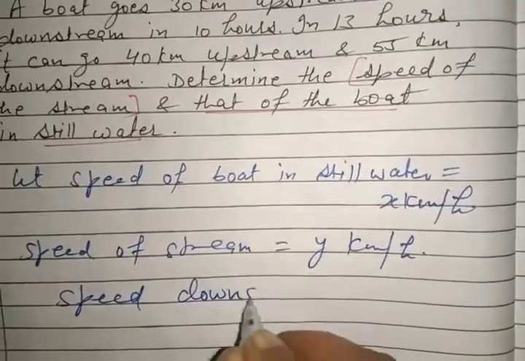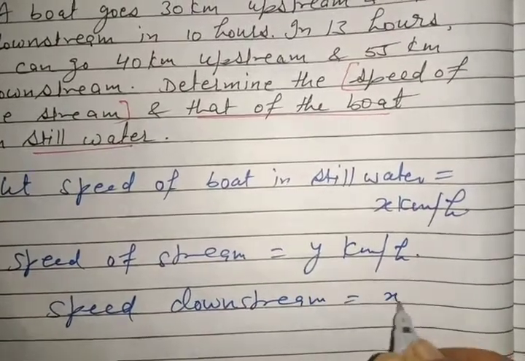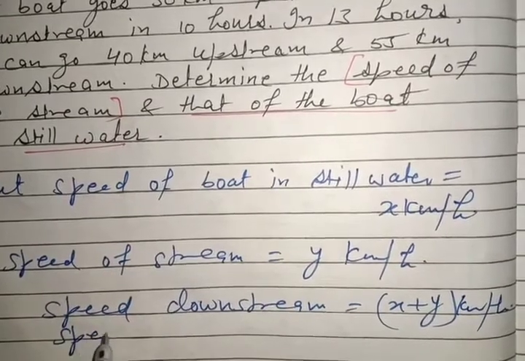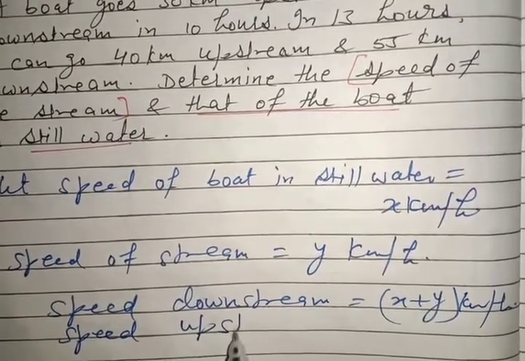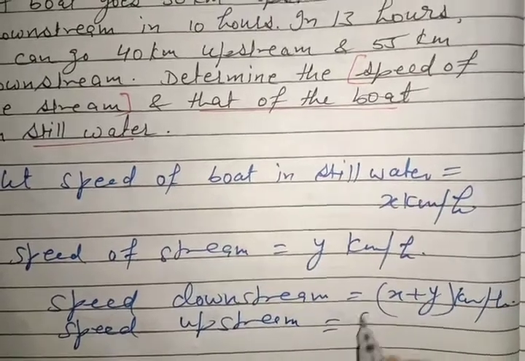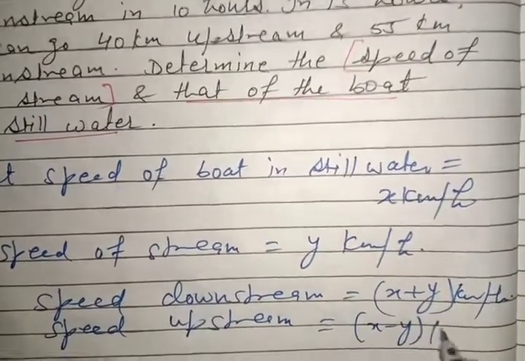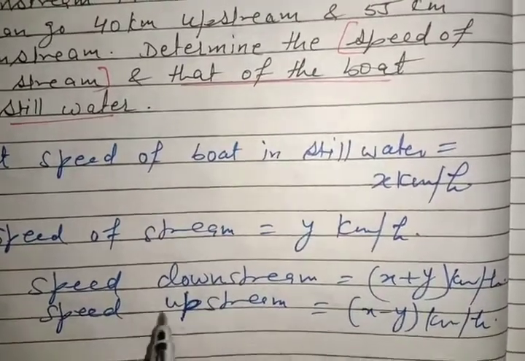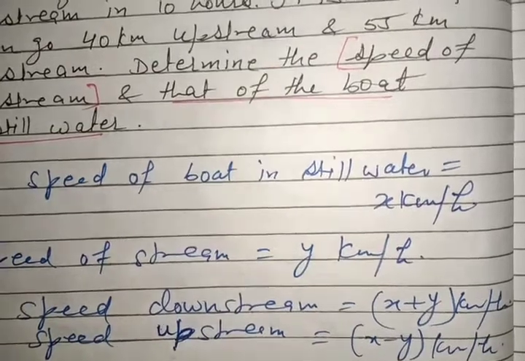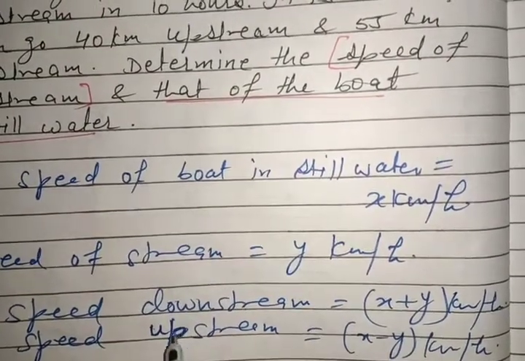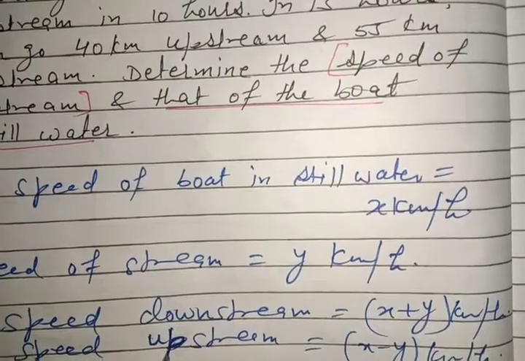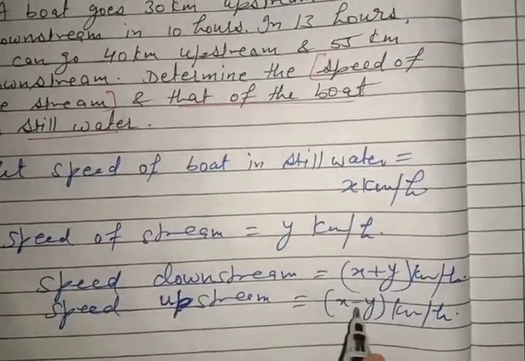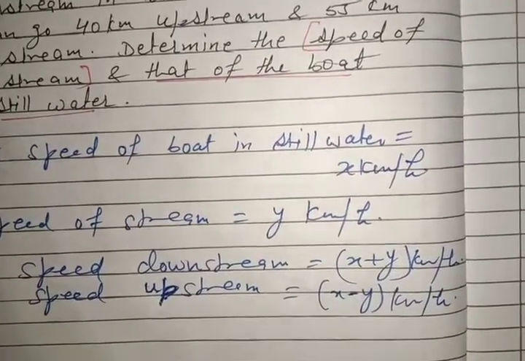Speed downstream means same direction, so the speeds will be added. Speed upstream is equal to, the meaning of upstream is opposite direction, so we will subtract. You can make some tricks to remember things. In upstream, 'up' is there, it means opposite. It is easy to learn. Upstream, opposite, means the minus sign will come here. So now, a very easy question.